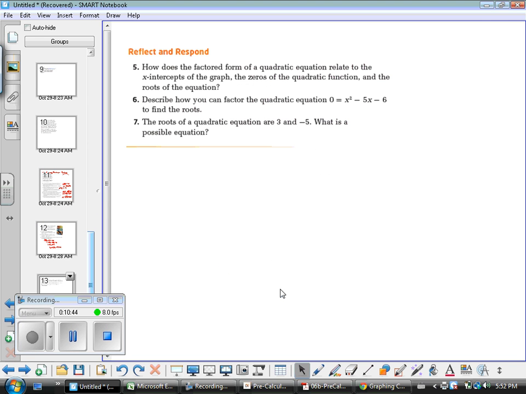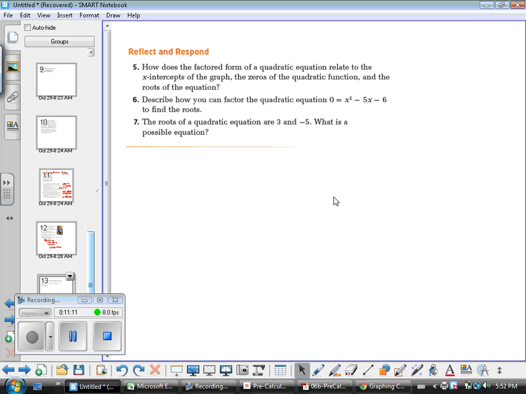Reflect and respond. How does the factored form of a quadratic function relate to the x-intercepts? Well, you can easily tell the x-intercepts from the factored form. If it's x minus 6, then you know 6 is one of your intercepts. If it's x plus 10, you know that negative 10 is one of your intercepts. Those are also the zeros of the quadratic function, so what makes the function equal to 0? And the roots of the equation. So what values of x make your equation true?